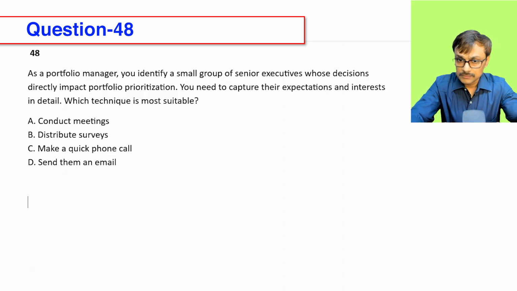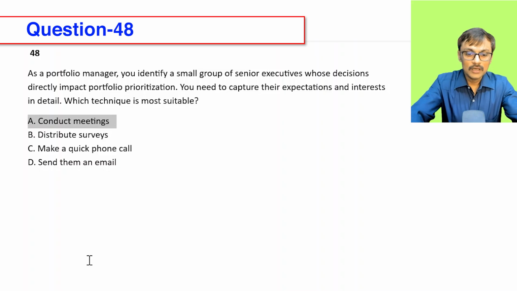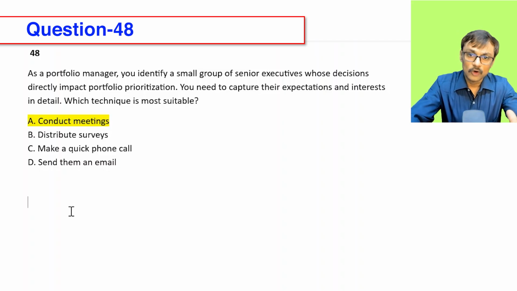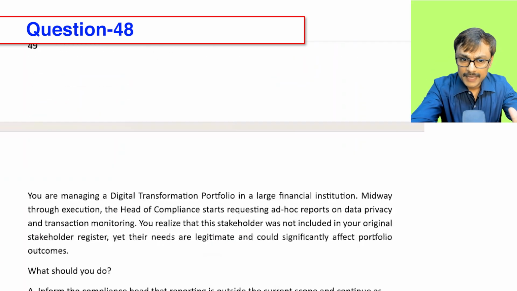So they are out. I need to compare between A and C only. And since A is richer, I will go with A. Yeah, so I will conduct a meeting. Again, it depends upon the choices available, but in general, I need to see how rich a communication we can do, especially when it comes to senior management.